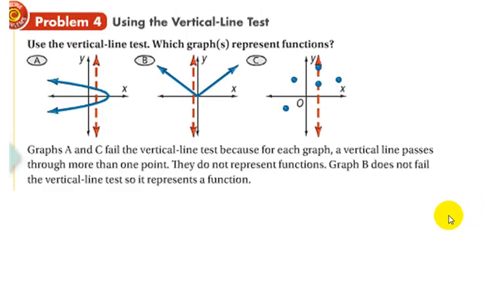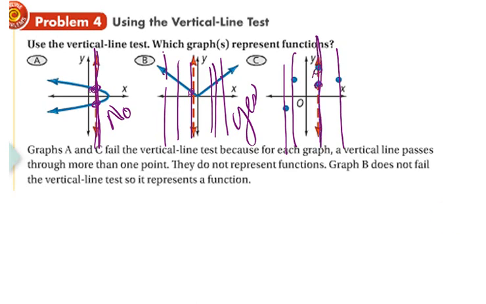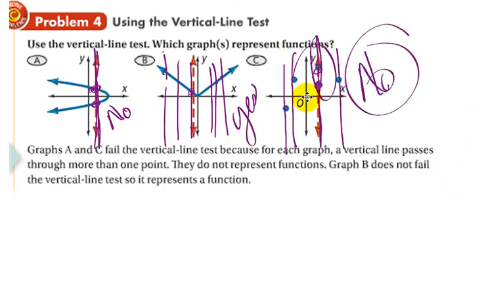So let's look at this problem here. They wanted us to use the vertical line test to decide if it makes a function or not. So this, when you put your vertical line through, we're touching in two spots, so that's no. Here, it's touching one spot. I cannot draw a vertical line anywhere on this graph that would make it touch in more than one spot. So yes, this is a function. And here, they're showing us, well, I could draw a line there. That's one spot. It touches one spot here. But on this one, it's touching two places. So that would be a no because of the two.